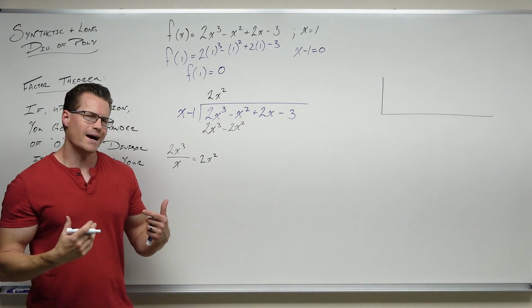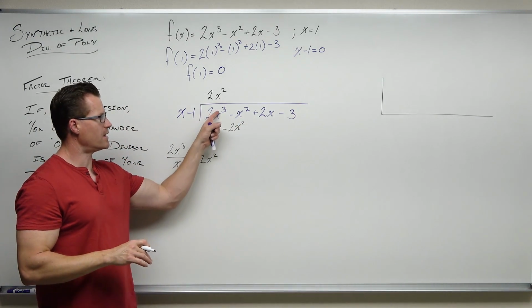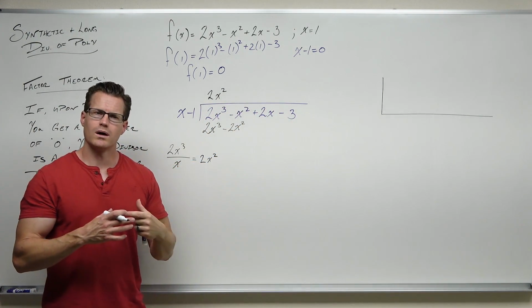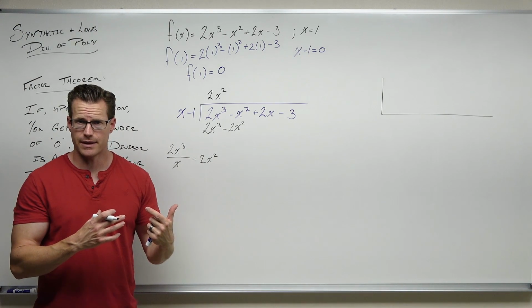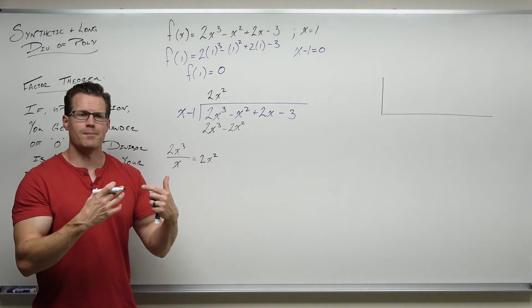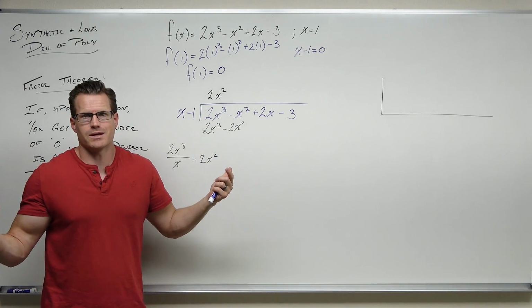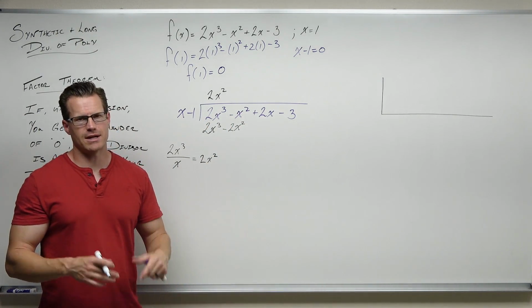This is the reason why you have to make sure that you have every potential power of x, 3, 2, 1, constant, at least represented in that dividend, because you're going to be matching up exponents, and if you miss a spot, you're going to go, where do I put this? And you go, I don't know, you messed it up. That's why we have to have that.